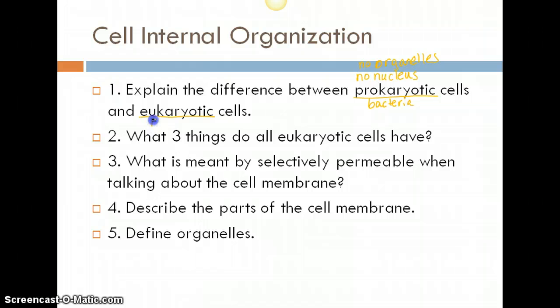Eukaryotic cells have a nucleus, and they have organelles. And examples of that would be multicellular organisms like us. What three things do all eukaryotic cells have? A cell membrane, a nucleus, and membrane-bound organelles.